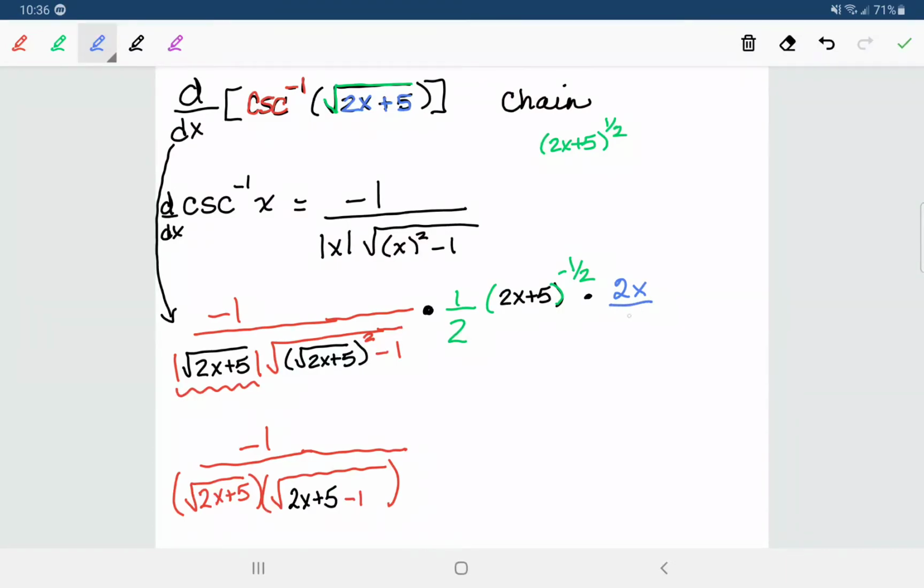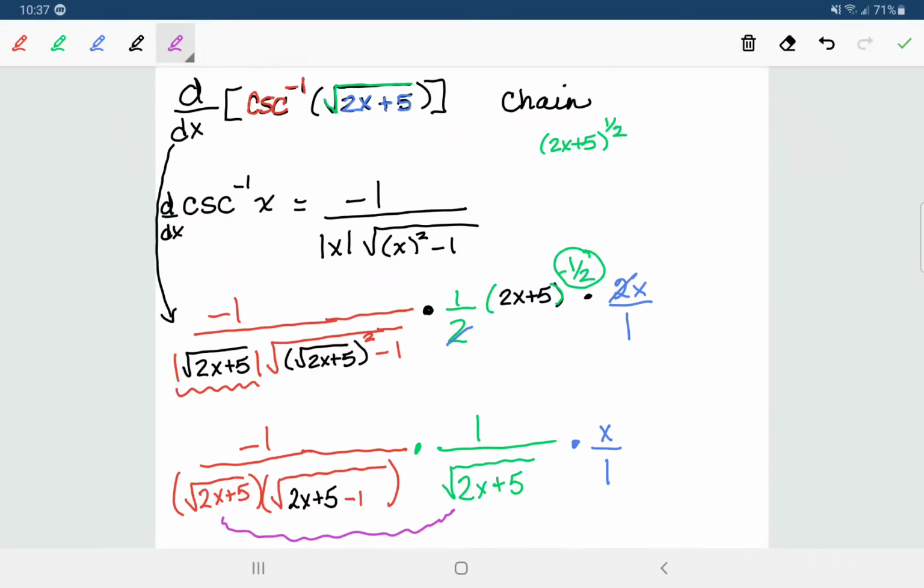Over here, this is like 2 over 1. All right, so these 2's and these 2's will cancel. This 1/2 power I'll make positive by pushing it through the division bar. So this will become 2x plus 5 to the positive 1/2, which is the square root of 2x plus 5. And we're left with just 1 over 1 for the blue. So what's going to happen is up top we have the -1 left, and the square root of 2x plus 5 times the square root of 2x plus 5.